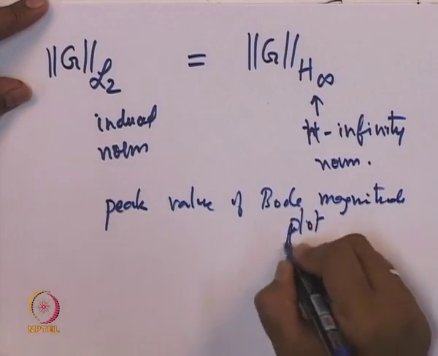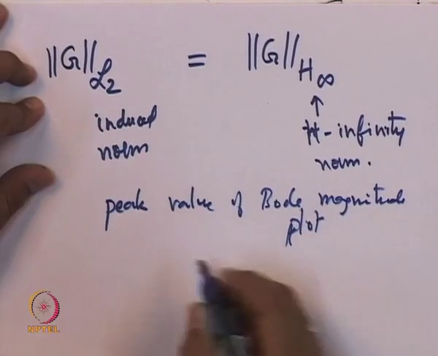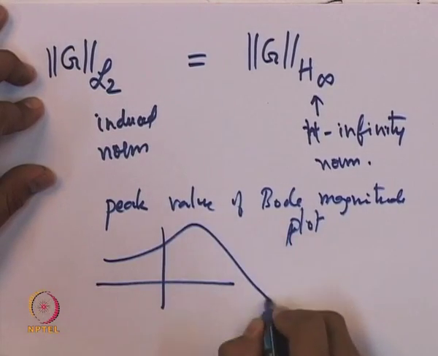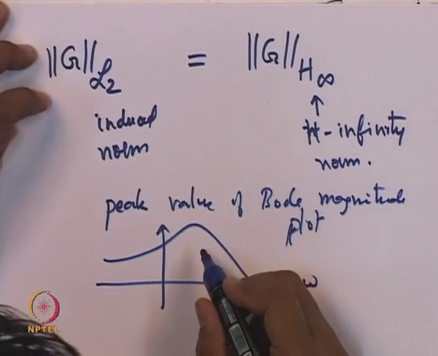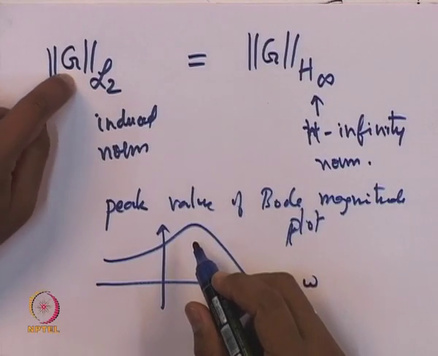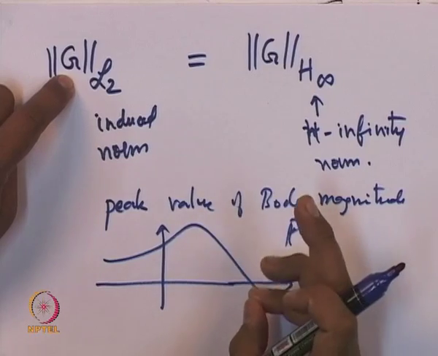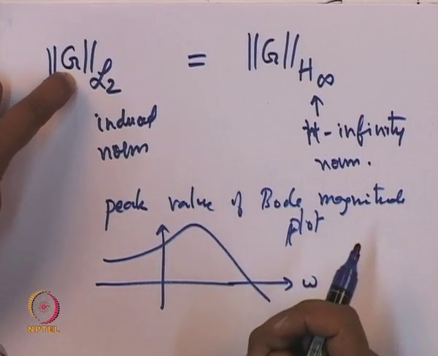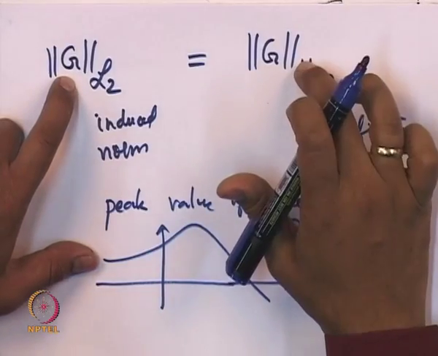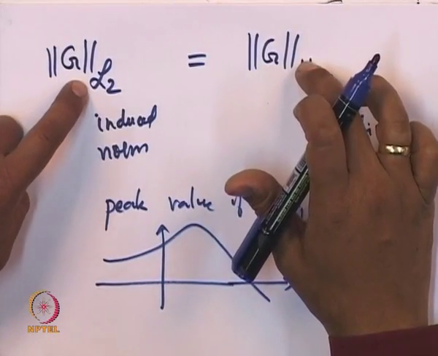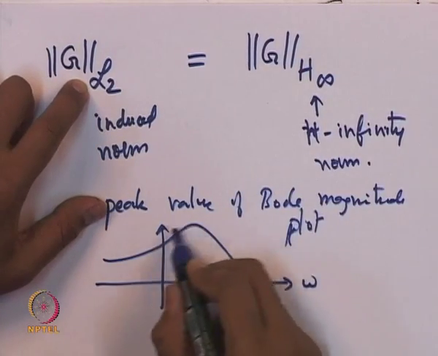For single input, single output systems, it is very easy to calculate. It is equal to the peak value of the Bode magnitude plot. This peak value exists if G has no poles on the imaginary axis. It is equal to the L2 induced norm when G has no poles on the imaginary axis, when G is proper and G has no poles in the right half complex plane. Under that condition the H infinity norm, equivalently the L2 induced norm, exists and is finite. That time it will be equal to the peak value.